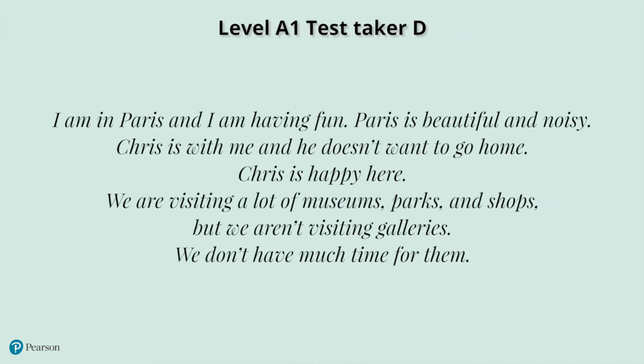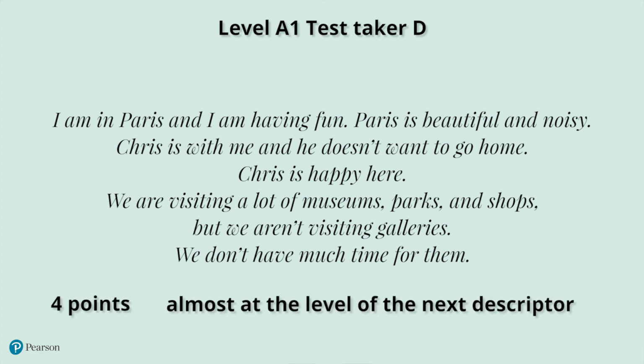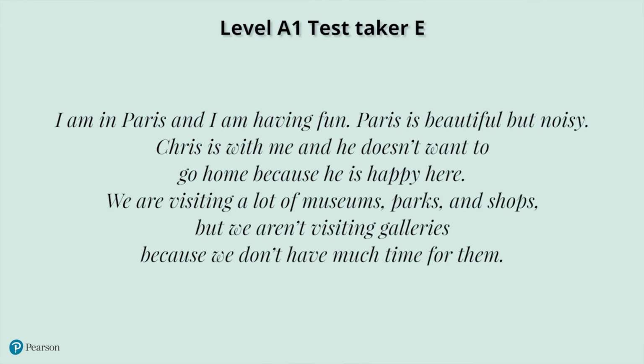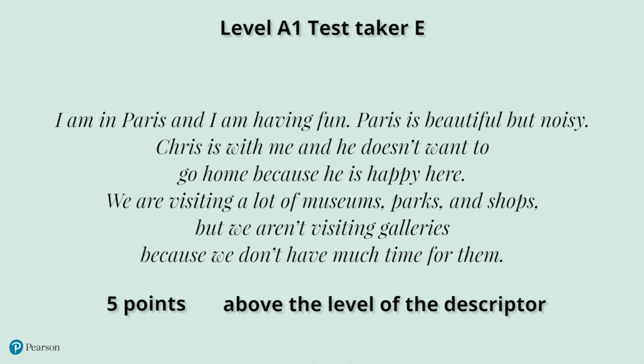Level A1, test taker D. This is 4 points for coherence. This text is almost at the level of the next descriptor. The test taker shows some signs that they can use not only the basic linear connector AND, but also another frequently occurring connector, BUT. And this BUT matches the descriptor from the level above, level 1. Level A1, test taker E. This is 5 points for coherence. This text is above the level of the descriptor and it matches the descriptor from level 1: can link groups of words with simple connectors like AND, BUT and BECAUSE.